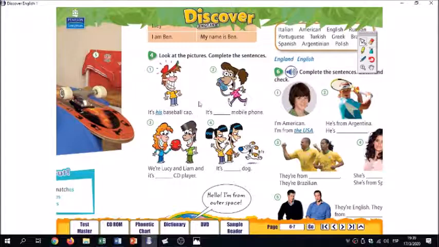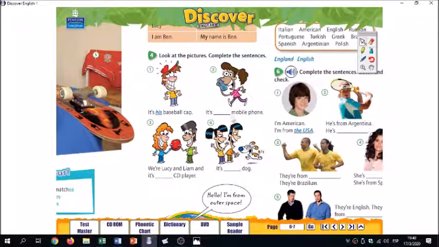So the first one is an example. So we have a boy wearing a hat, right? A cap in this case, sorry. So the example says it's his baseball cap. So we have to complete these sentences using a possessive adjective. Entonces tenemos que completar estas oraciones con algún adjetivo posesivo. Para esto pueden tomar el handout anterior que hicimos donde completamos en el cuadro con los pronombres personales y los adjetivos posesivos.